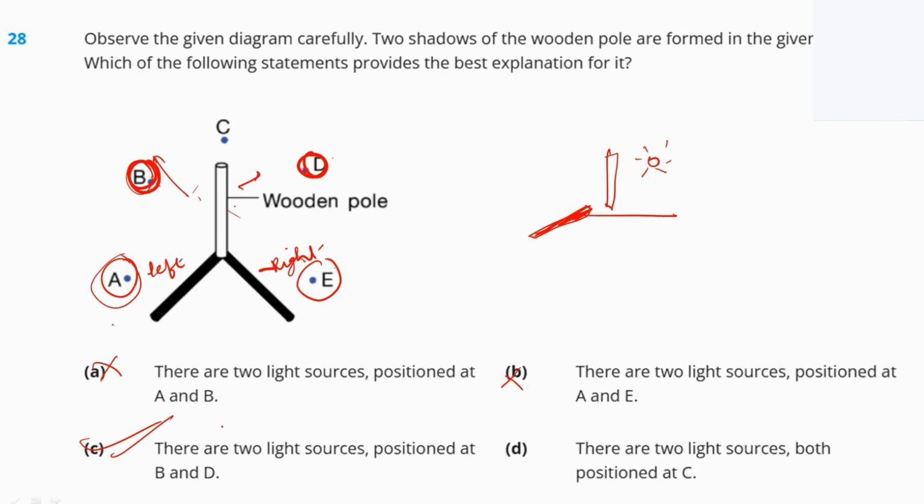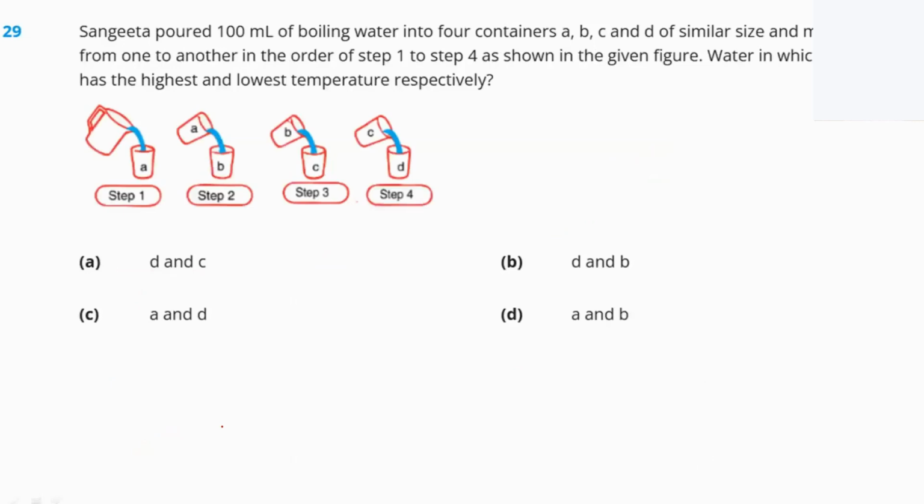Next, Sangeeta poured 100 ml of boiling water into four containers A, B, C, and D of similar size and material, from one to another in the order of step 1 to 4 as shown in the figure. Which container has the highest and the lowest water temperature respectively? She started pouring 100 ml of water, and the first time she poured, the water was very hot. But as she kept pouring from A to B, B to C, C to D, till the fourth step, of course some amount of heat is obviously lost, isn't it?